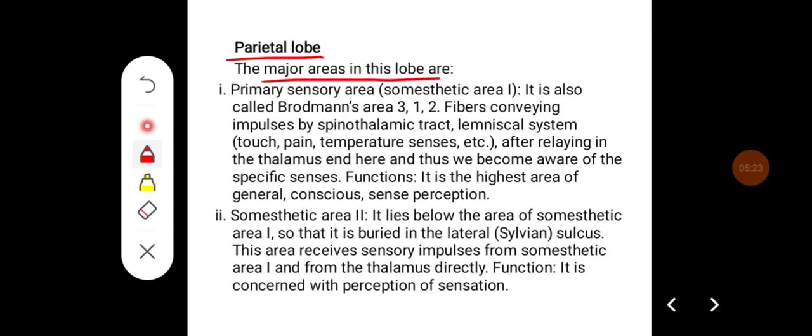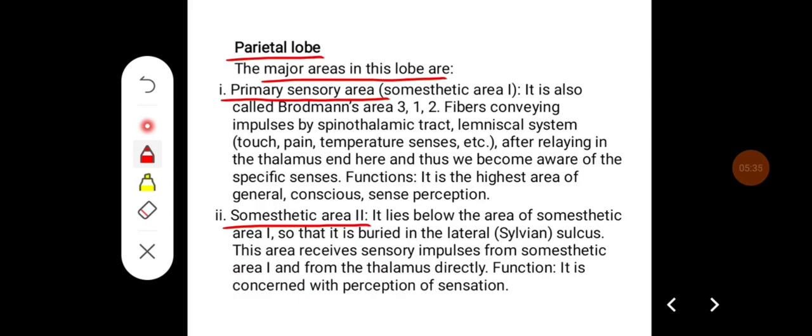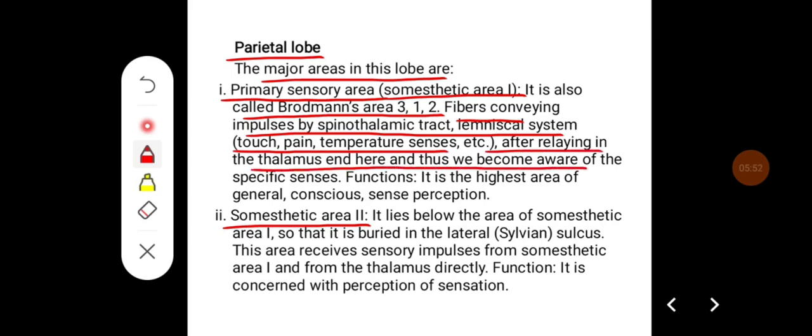Parietal lobe. The major areas in this lobe are primary sensory area and somesthetic area number 2, and also somesthetic association area. Primary sensory area is also called as somesthetic area 1, and it is also called as Brodmann's area 3, 1, 2. Fibers conveying impulses by spinothalamic tract, lemniscal system, that is touch, pain, temperature senses, after relaying in thalamus end here, and thus we become aware of specific senses. So its function is that it is the highest area of general conscious sense perception.